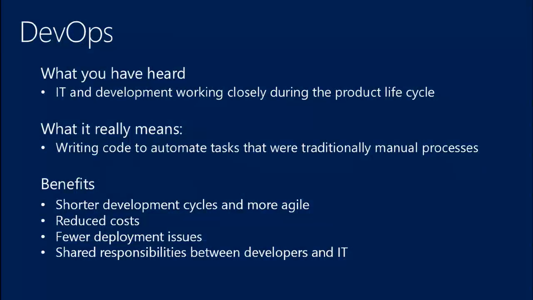If you're an IT professional, a developer, whoever you are, if you're responsible for deploying applications up into the cloud, you're going to be writing code. That's really the key thing of what DevOps means. The benefits are shorter development cycles and more agility. If you can automate things, you can reproduce them faster, you can do more deployments, and you can experiment in your company better. You can reduce costs. If you can automate a task, you don't need to do it as much, and you don't spend as much time reproducing the same environment over and over. There are also fewer deployment issues, and shared responsibilities between developers and IT.